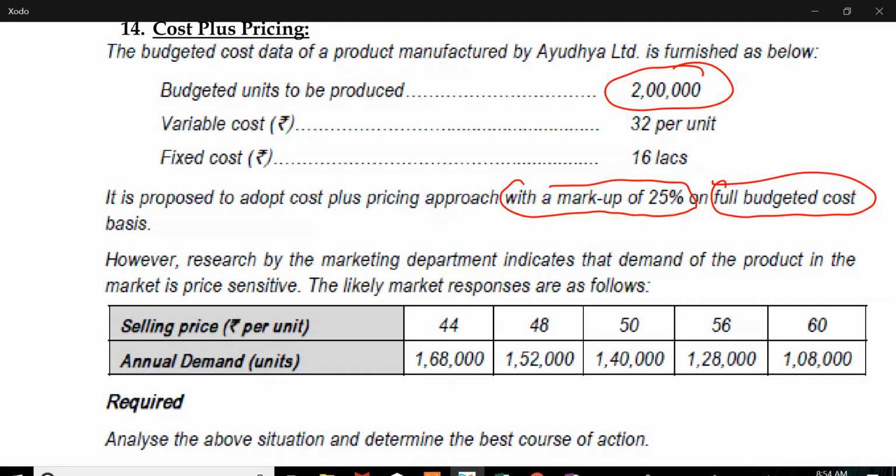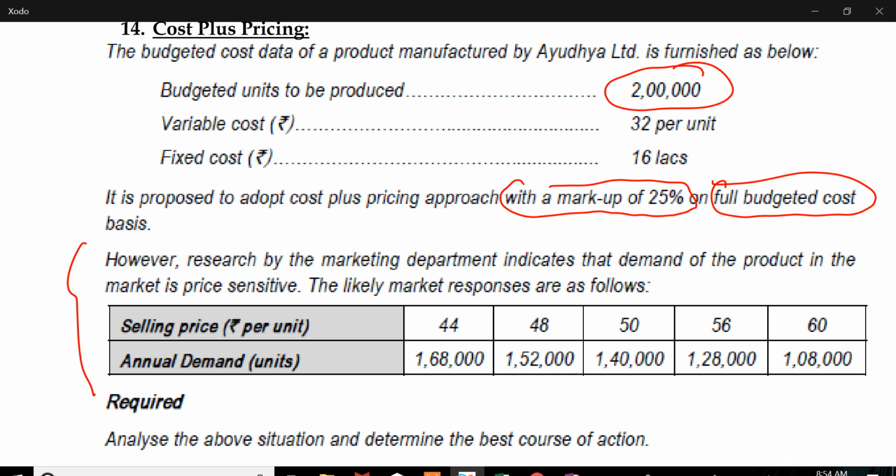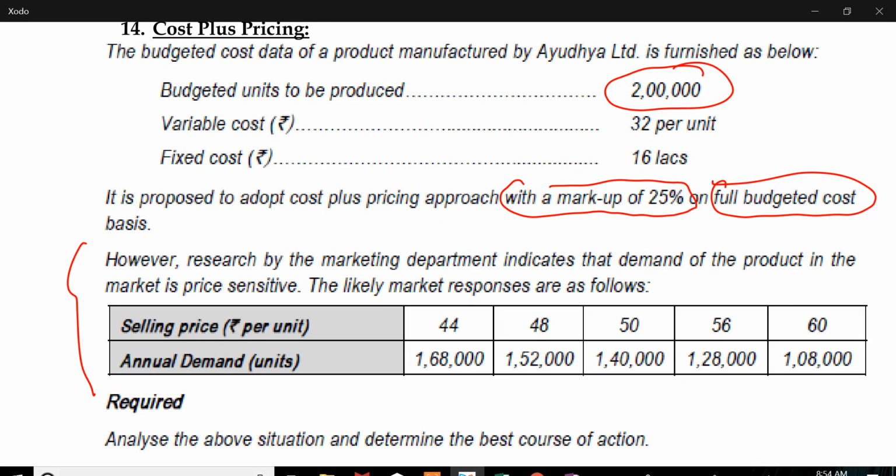Let's first try to fix what price the company wants to set. After fixing the price, let's see whether it is in line with this. You want to sell 2 lakh units. If you have to sell 2 lakh units, the price has to be somewhere lower than 44, because at 44 itself, we are able to sell only 1,68,000. So the price has to be far lower than that. Let's see what the question gives.